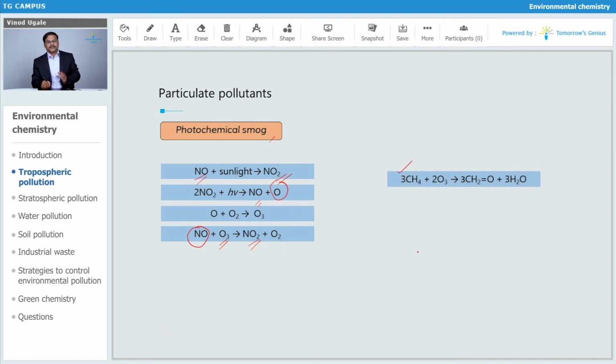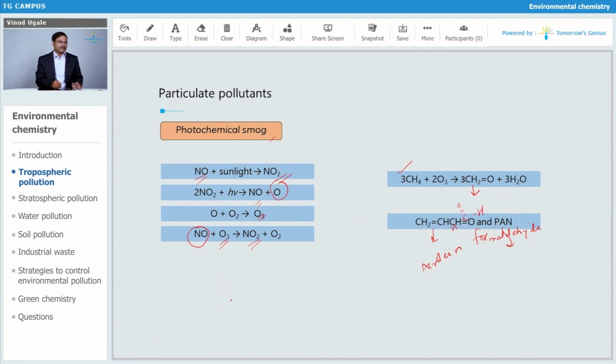Unburned hydrocarbons can react with this ozone to form CH2O, that is H2C double bond O. What is it? It is called formaldehyde. So in photochemical smog, by all the chain reactions, what is generated? Formaldehyde is generated. Now using this, what can be created? This is acrolein, and that is PAN, peroxyacetyl nitrate.